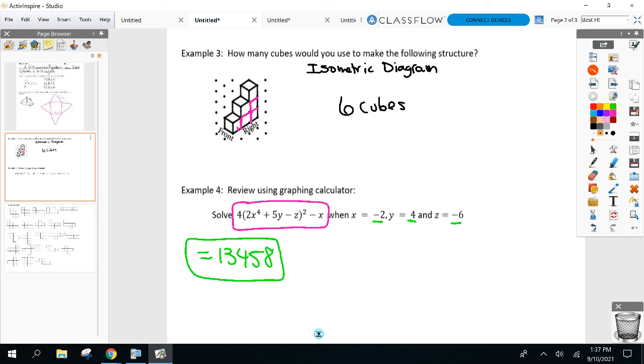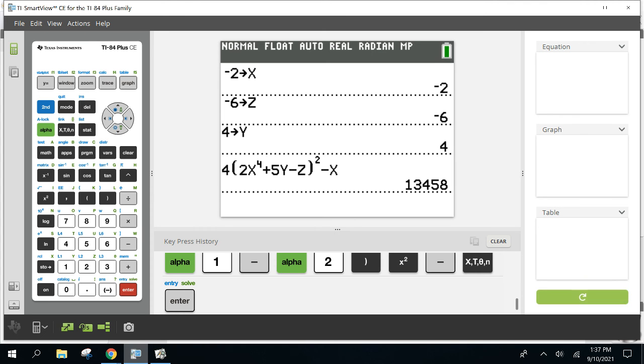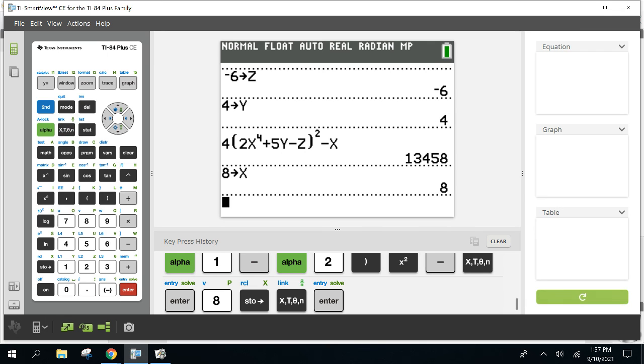Okay, so the question is now, what happens when I go to do homework tonight? What do I do now? These numbers will be in there until you put in a new number for it. So tonight, let's say you have to plug in 8 for x. 8, store it in for x, and now 8's in there. Those numbers will stay in there for x, y, and z until you plug different numbers into the calculator. Answer your question? Okay.